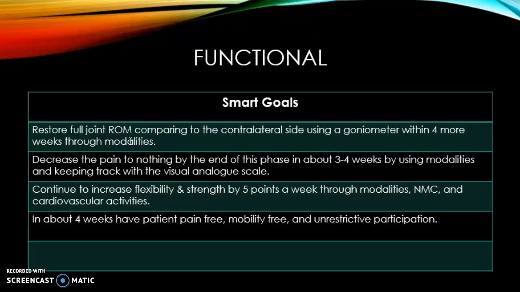For the functional SMART goals, we want to restore full joint range of motion. And to do this, you'll compare to the contralateral side using a goniometer and you'll want this to succeed in about 4 weeks of this functional phase through modalities.